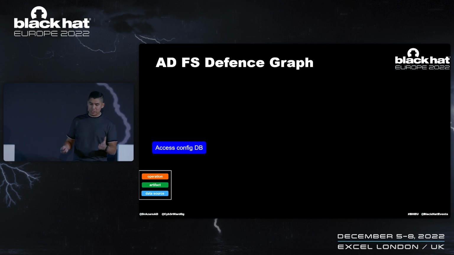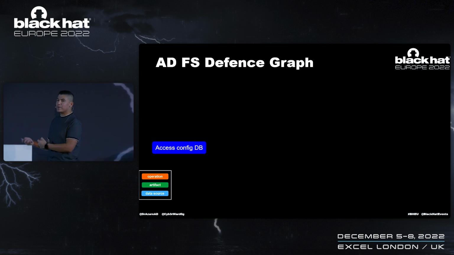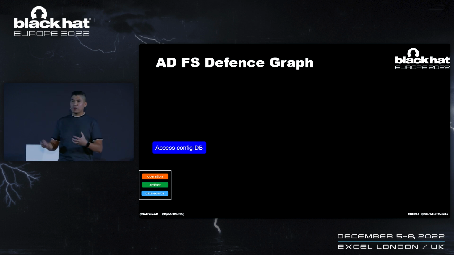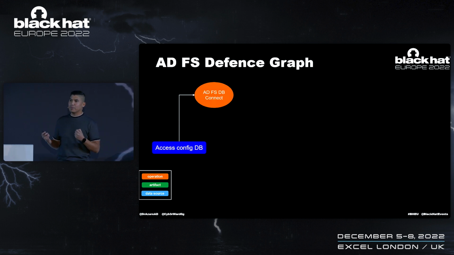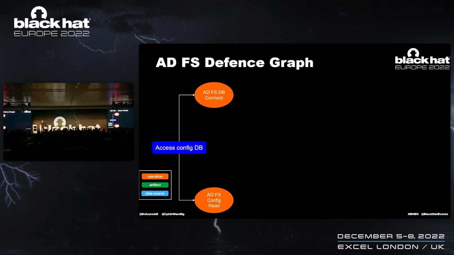In this presentation, we're going to cover the concepts of operations, things that are executed by a tool used by a threat actor. Artifacts are things that are going to be created, or things that are going to be used as part of the execution. Then we're also going to talk about data sources and some mitigations later on. When we talk about accessing the configuration database, there are two specific actions that are going to be repeated across some of the variations of these techniques. We have the connection to the database, and then the action to read the ADFS configuration.